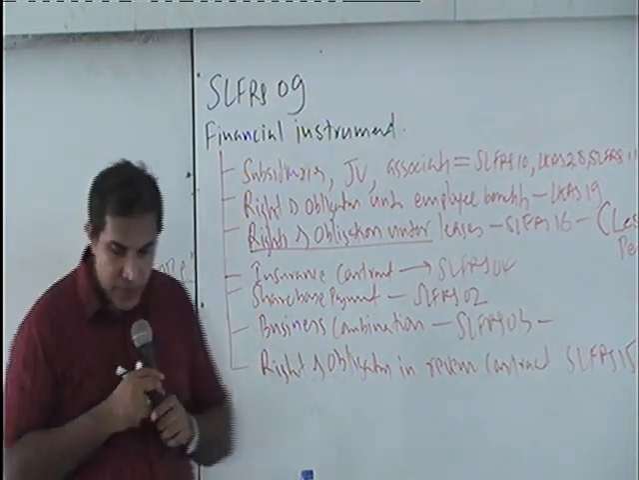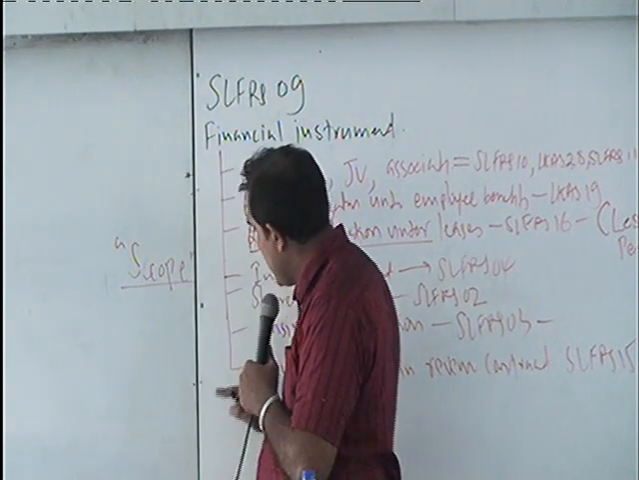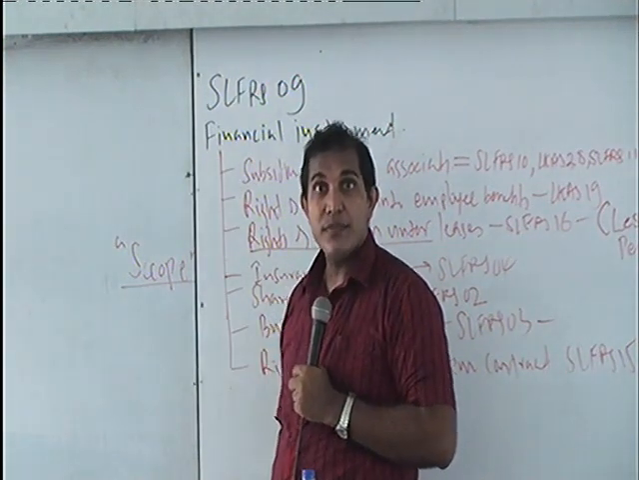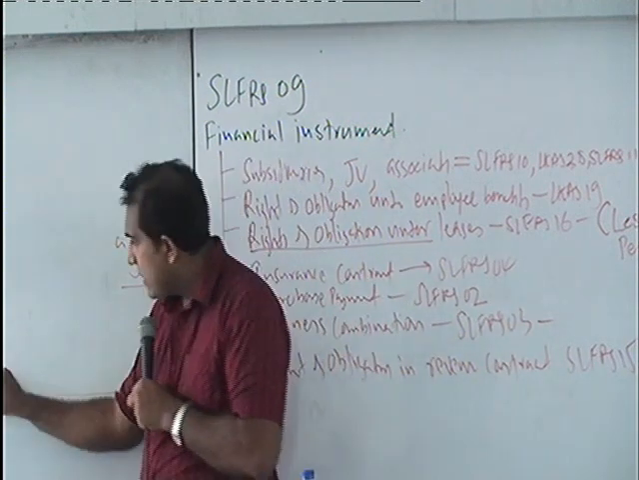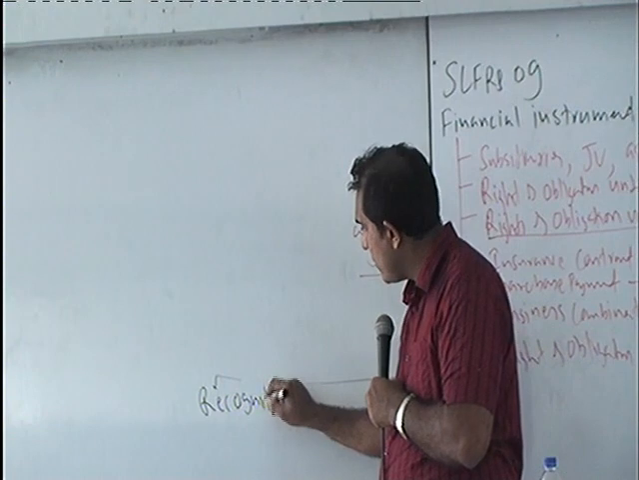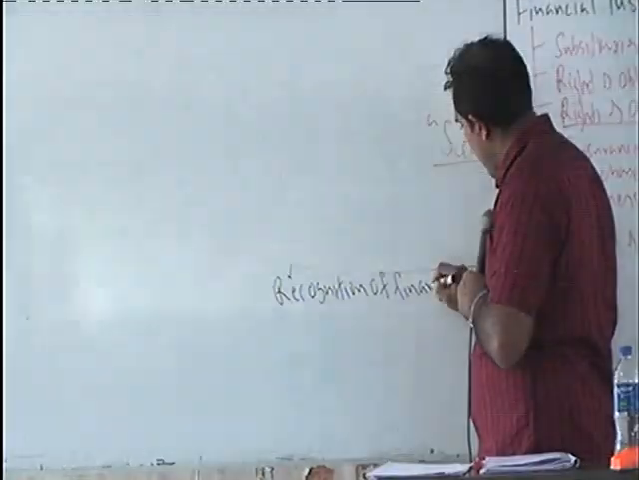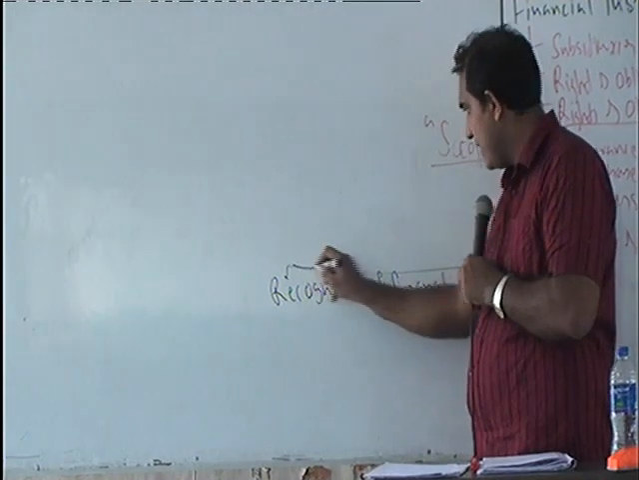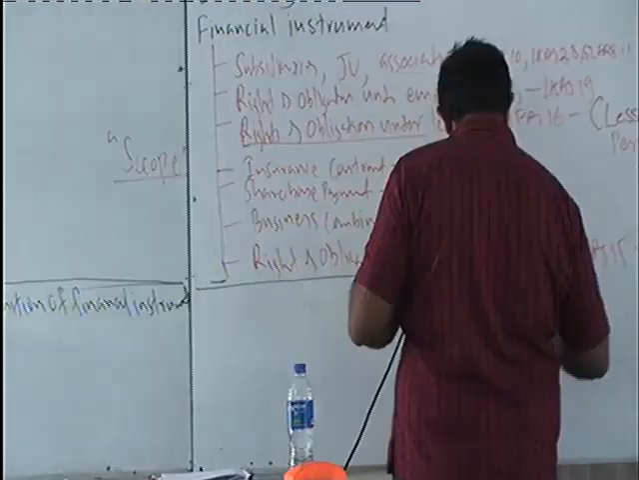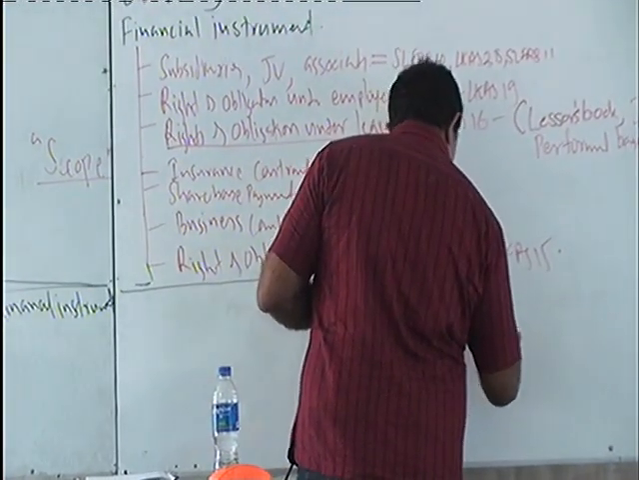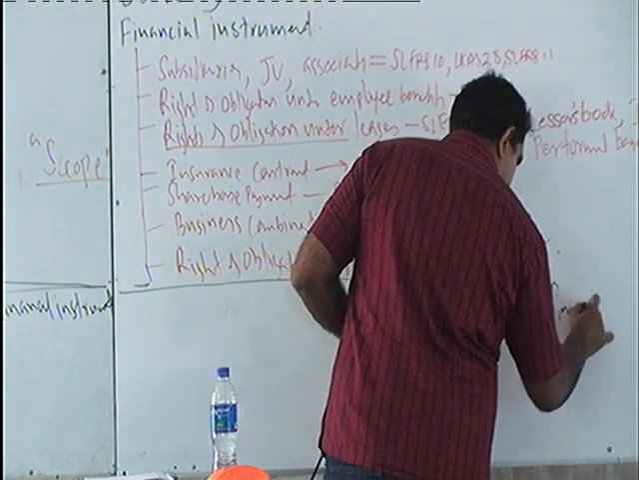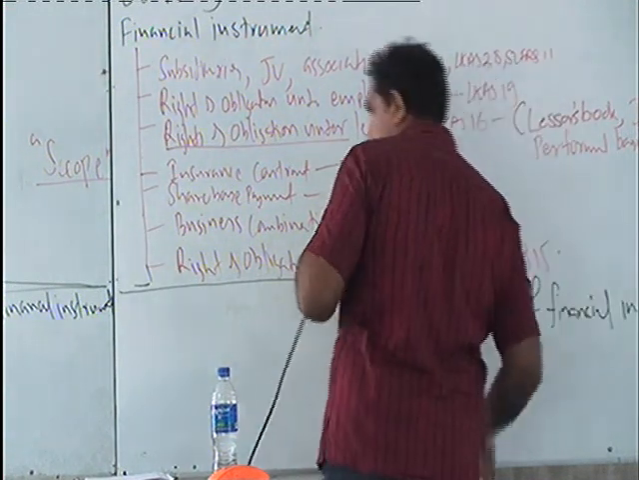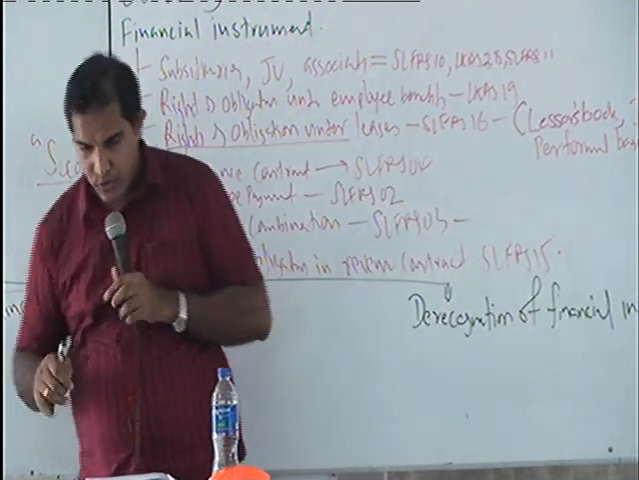Now what we need to focus on is recognition of financial instruments and derecognition of financial instruments. So we can take here recognition of financial instrument, and derecognition of financial instrument. Okay, write it down quickly.